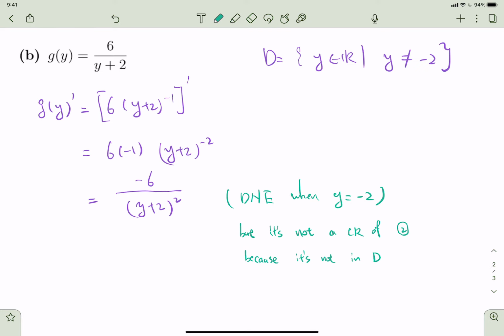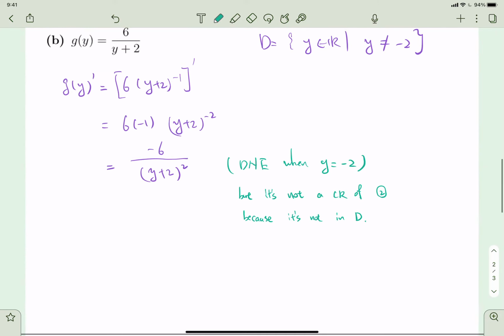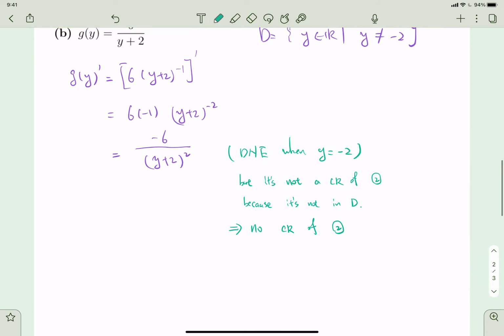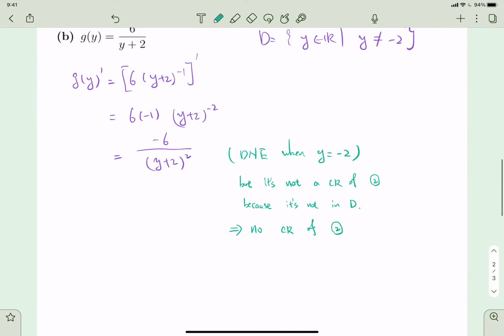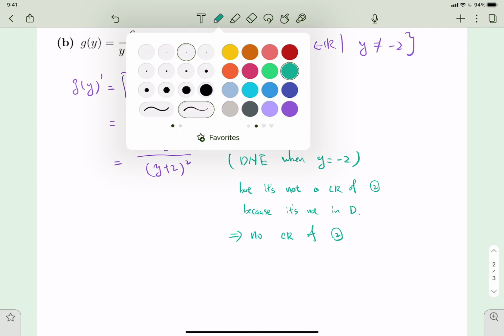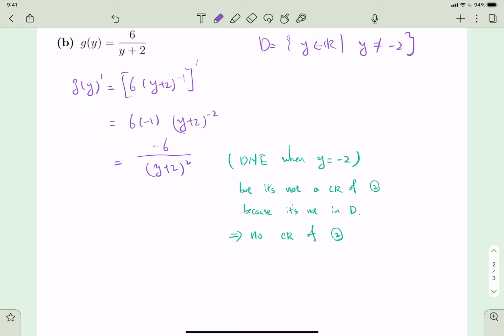In the domain D. Okay, so that means there's no critical number of the second type, right? Because that is the only point where the derivative does not exist, and that is not a critical number, so no critical numbers of the second type.